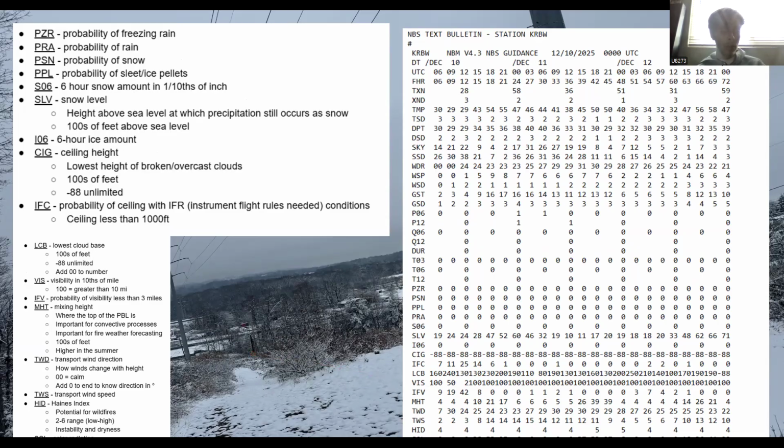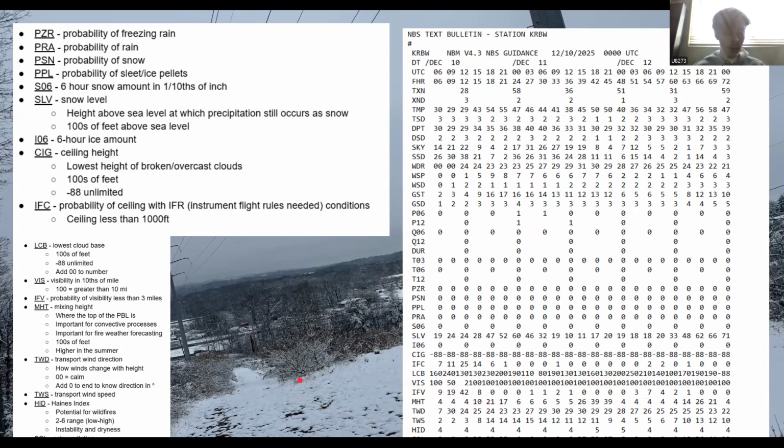MHT is mixing height. That's where the top of the PBL is. It's important for convective processes, also important for fire weather forecasting. And it's in hundreds of feet. And this value is going to be higher in the summer, but it's relatively low throughout this run. TWD is transport wind direction, and it's how winds change with height. If you see a value of zero, it's considered calm, and you add a zero to know the direction. So 40 degrees, 40 degrees, 100 degrees, 210, 170.